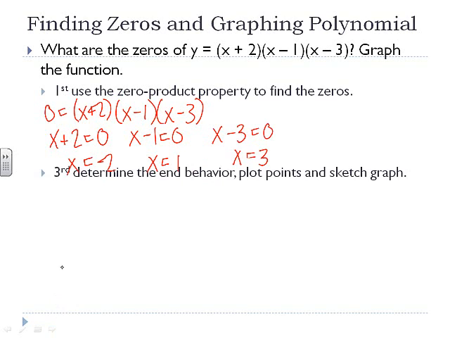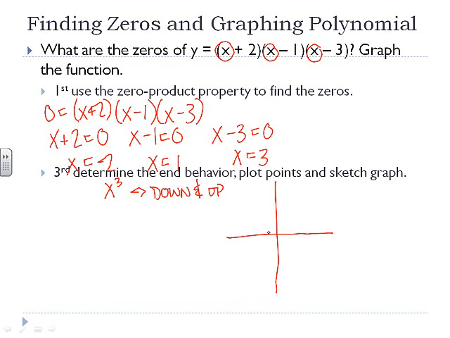Now we're going to determine the end behavior, plot our intercepts, and sketch a graph. The end behavior would come from multiplying the first term of all 3 parentheses. We multiply the first terms, we get an x cubed. Because it's positive and an odd power, we're going to be going down and up for our end behavior.